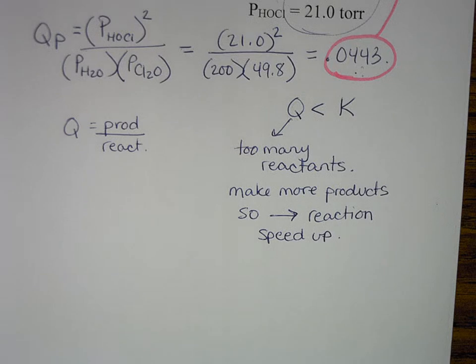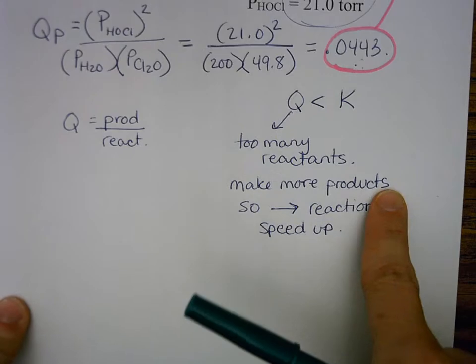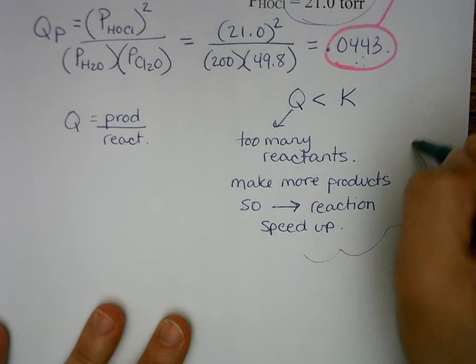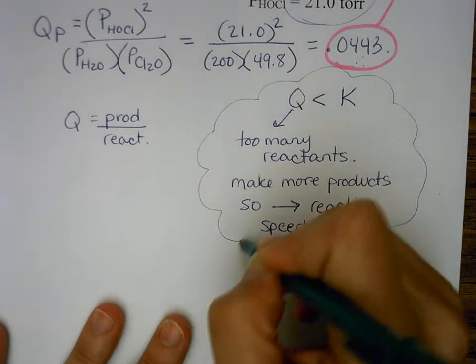All of those things you have to be able to tell just from calculating that Q number. Q is too small compared to the one at equilibrium, so I know I had more reactants than I would normally have at equilibrium. So more products need to be made so that the reactants get used up. That forward reaction has to speed up because that's the one that's going to make more product and use up the reactants in order to reach equilibrium. So that's what you're going to tell from calculating the Q value. It's kind of all of that information.